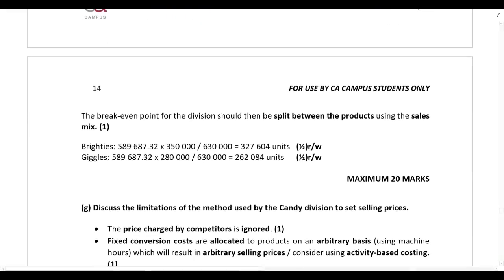So first, explain. The break-even point for the division should be split between the products using the sales mix, the same sales mix that we used to calculate the weighted contribution per unit. All right, so for each of the products, you just take the total break-even point that we calculated for the division as a whole. For Brighties, we are going to multiply by 350,000 and divide by 630,000. And for Giggles, we are going to multiply by 280,000 and divide by 630,000. We use that same sales mix. And you calculate the break-even point for each of the products. Okay, so that's what I was looking for in part F of the required.